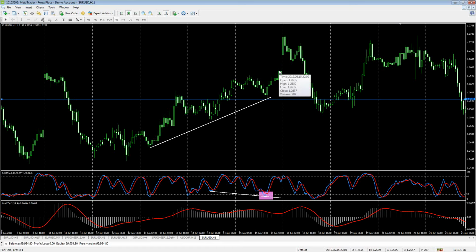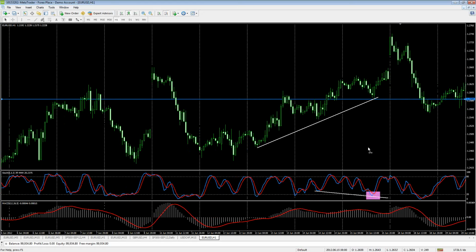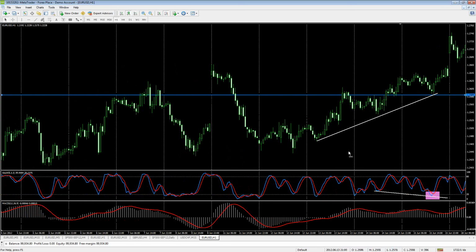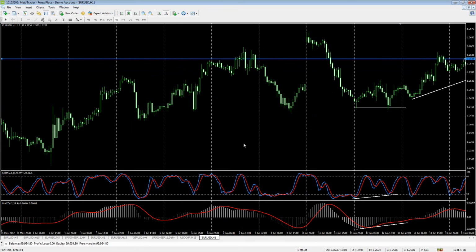So you can see here how hidden divergences can help you with trend continuation. In this case, on the other hand, we have trend reversal, and you can see here a double bottom, and we can see this strong divergence here. So like I say, always be aware of these patterns.